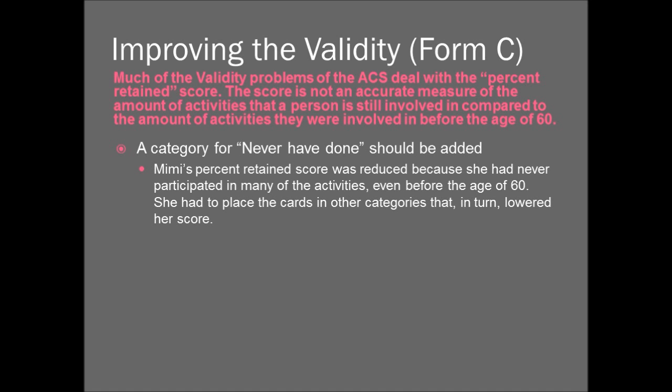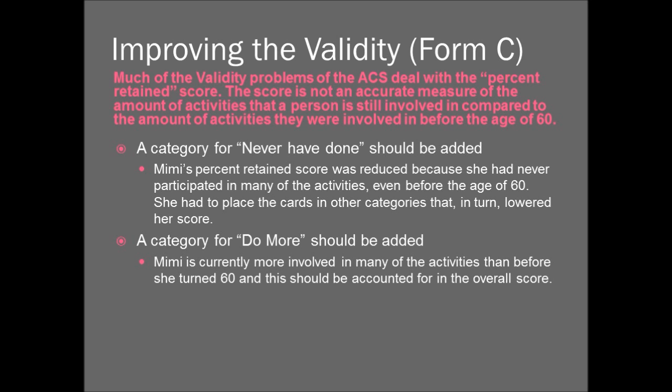Three things that could be added to help with the validity of the ACS are: a category for never have done should be added. Mimi's percent retained score was reduced because she had never participated in many of the activities, even before the age of 60. She had to place the cards in other categories that, in turn, lowered her score.